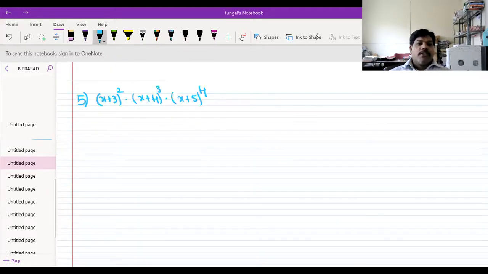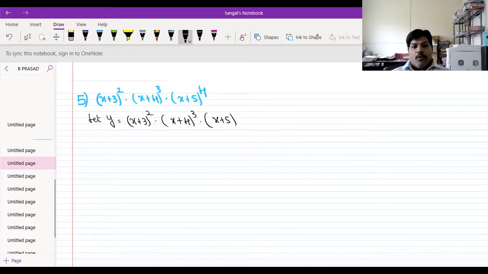Yeah, next question, students. x plus 3 whole square into x plus 4 whole cube into x plus 5 whole power 4. This type of question also we will apply the log. So how to solve this question here, students? First we have to take the given function. Let y is equal to x plus 3 whole square into x plus 4 whole cube into x plus 5 whole power 4. What I will do first is apply the log on both the sides.